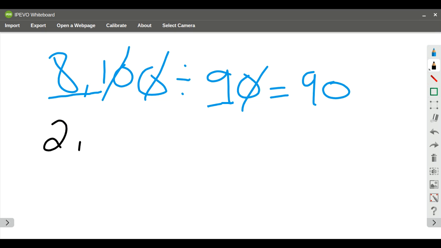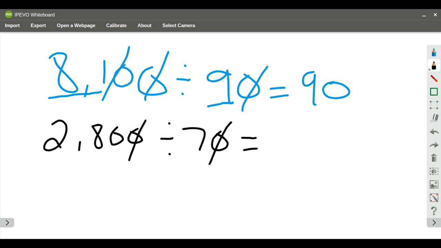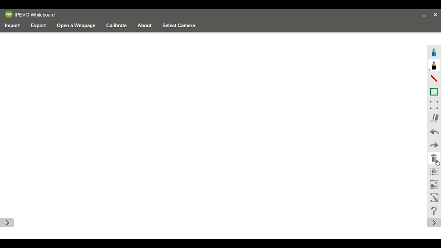Okay, so if I have 2,800 and I'm dividing that by 70, again, I'm going to take that 0 off the 70, which means I have to take a 0 off the 2,800. The 0 that's left, I'm going to put over on my quotient and cross it off, and I'm left with 28 divided by 7, which is 4. So my answer of 2,800 divided by 70 is going to be 40. Take a look at the next one that we have.